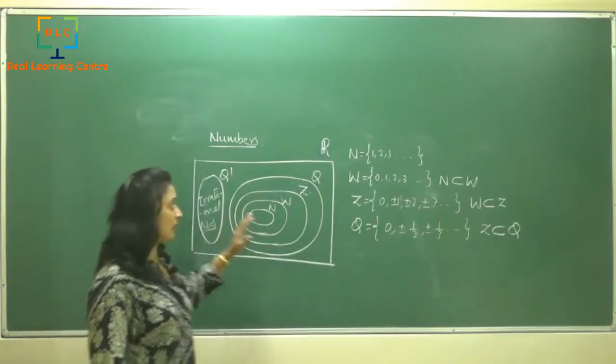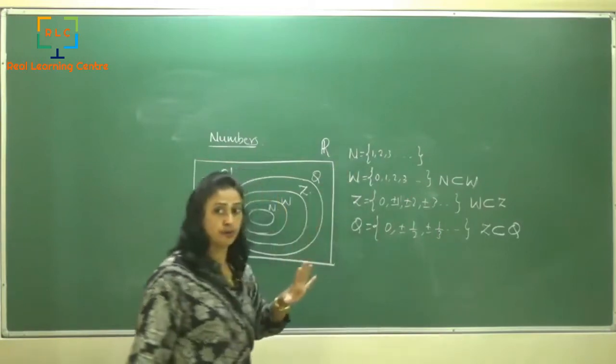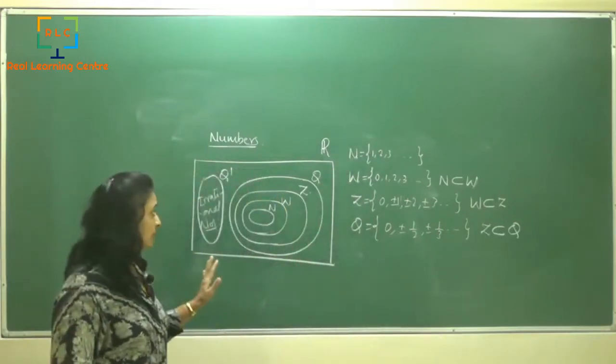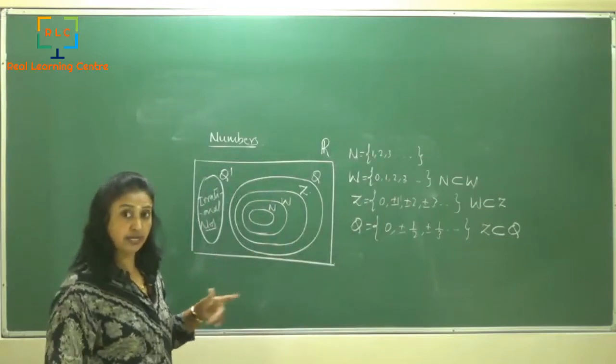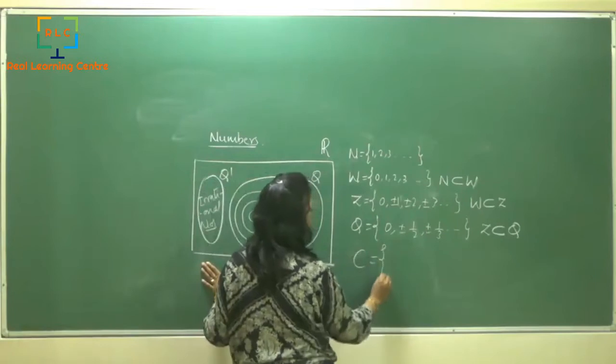So what is inside what? When I say integers, it will include whole numbers and natural numbers. You should know about these things. So it was just a recall for you. And other than this, you have something called what? Complex numbers. Complex numbers are given by the set C.